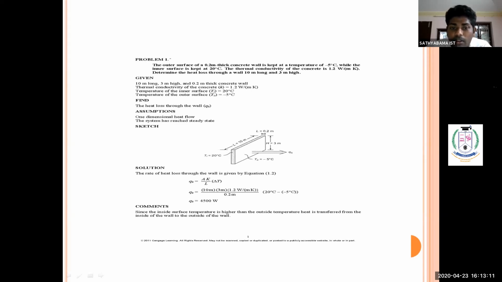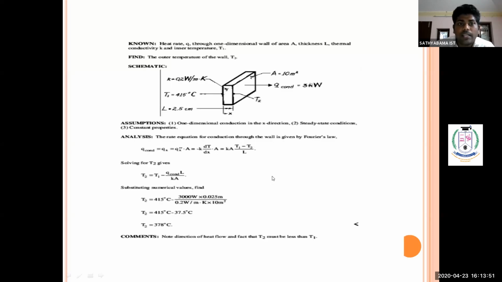And what is the length of this wall? Length means the thickness they have given. Thickness equals 0.2 meter. So I'm substituting length equal to 0.2 meter. Area equals 10 into 3 meter square, thermal conductivity equals 1.2 watt per meter Kelvin, and length equals 0.2 meter. Temperature difference equals T1 minus T2, so T1 equals 20 degrees Celsius minus (-5) degrees Celsius. So what answer are we getting? Calculating this equation, we get the answer as 4500 watt. Next slide.